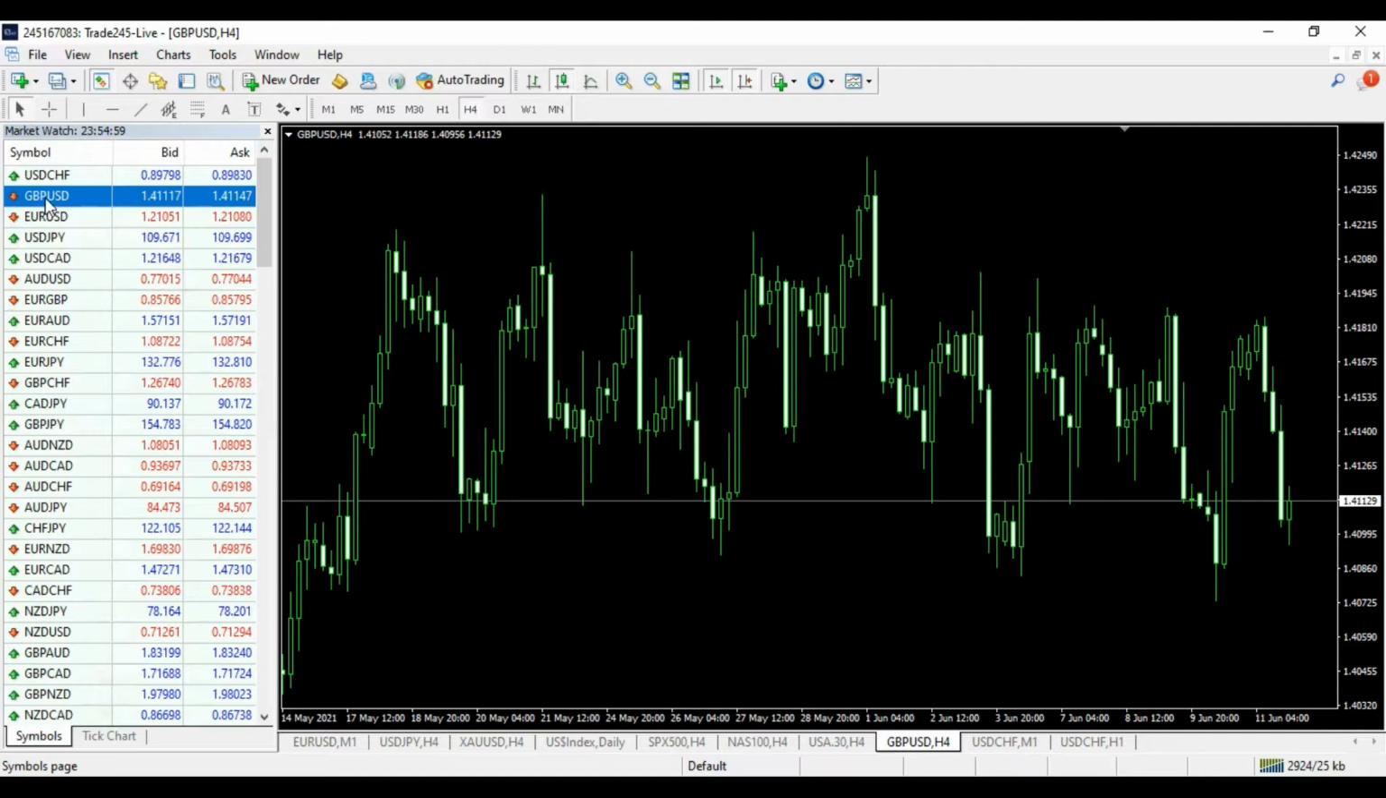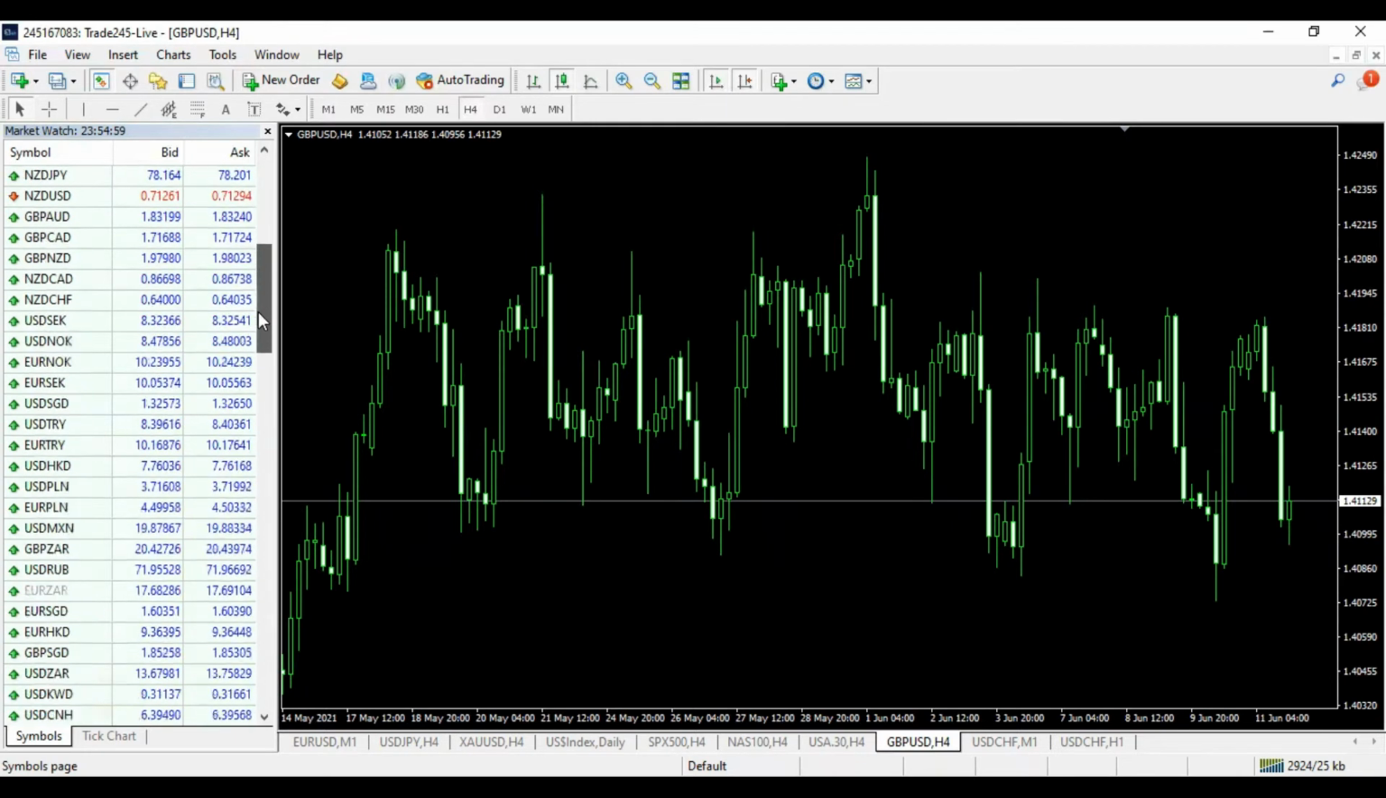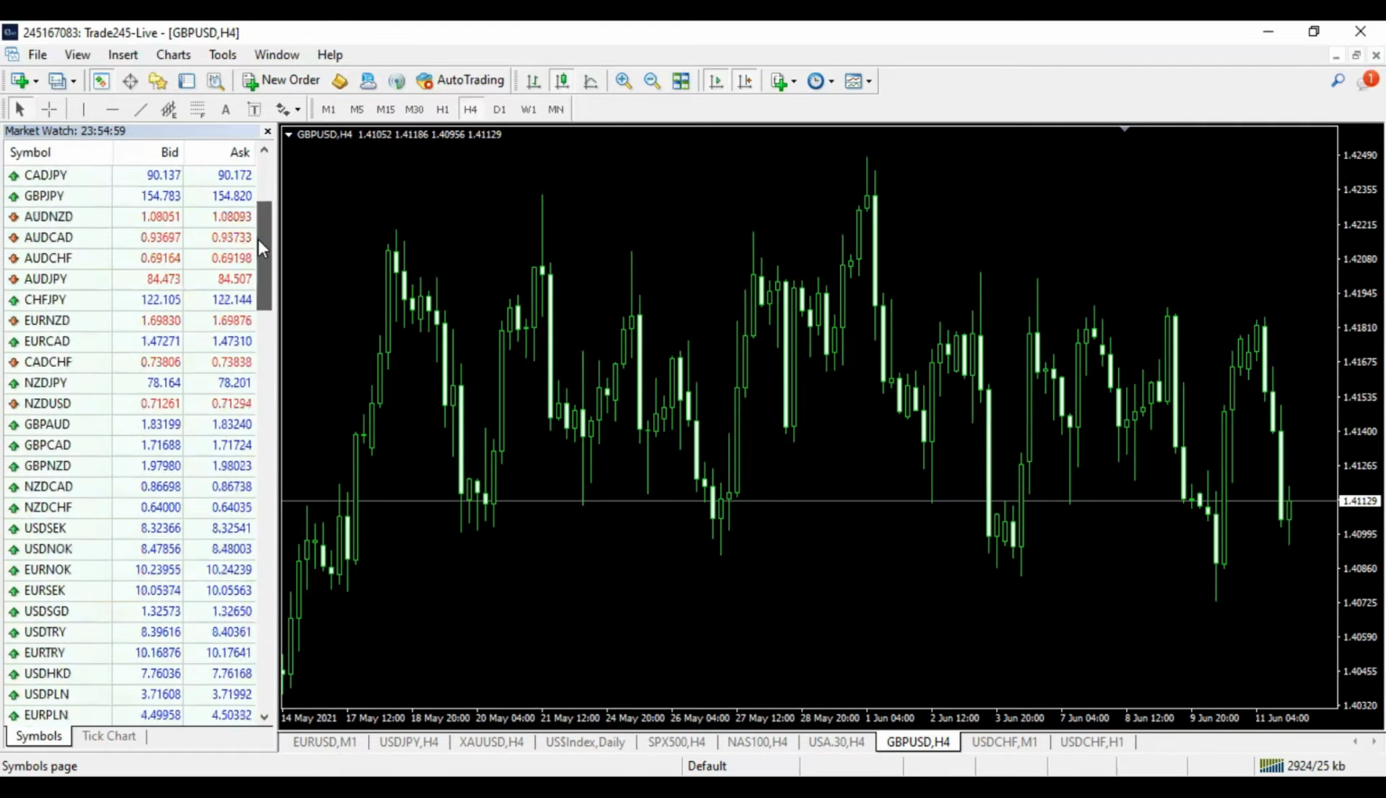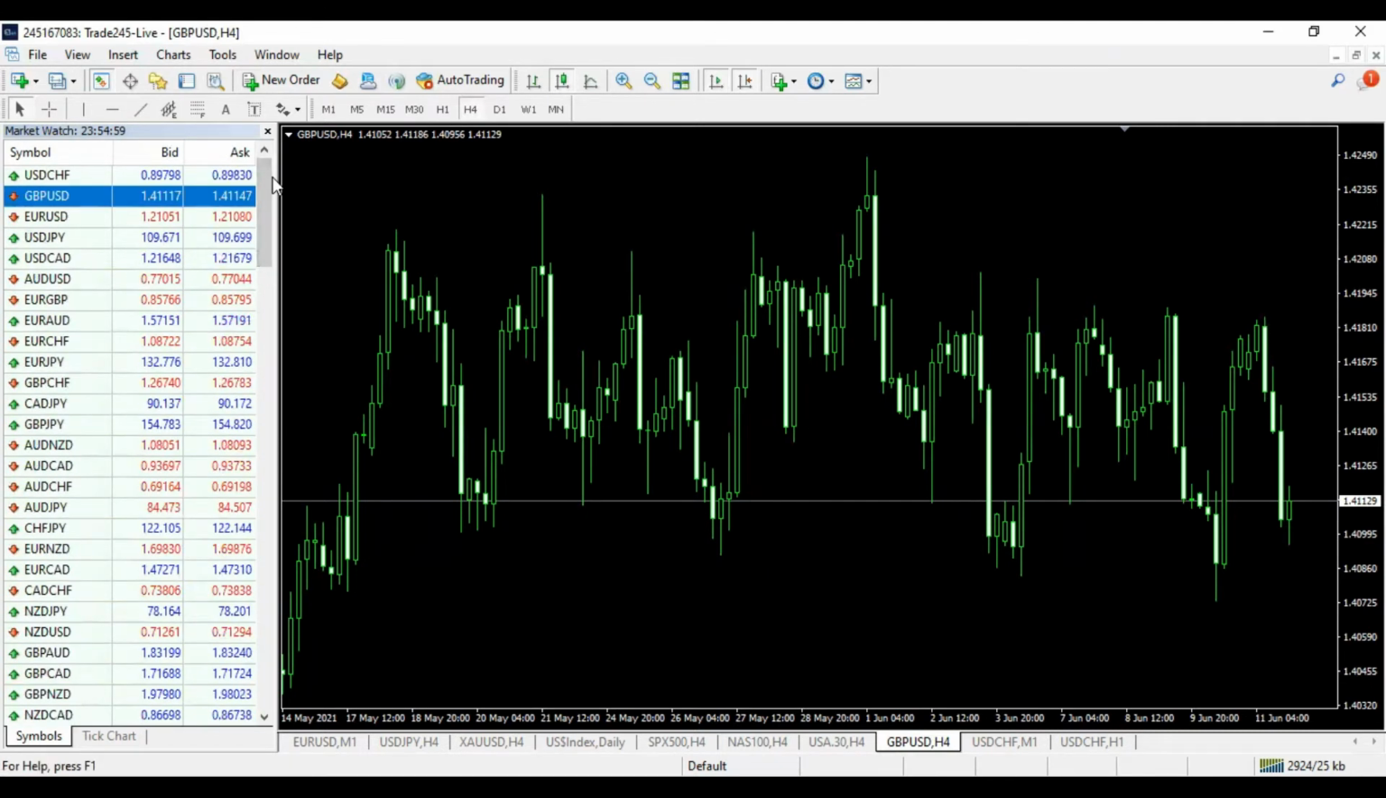The second one there is GBP USD, and there's Euro USD, and so on and so on. So there's quite a variety of pairs here. There's also indices, so you can see the famous NAS 100 there, and then the UK oil, US oil, and a whole lot more. But for now, let's just focus on currency pairs.